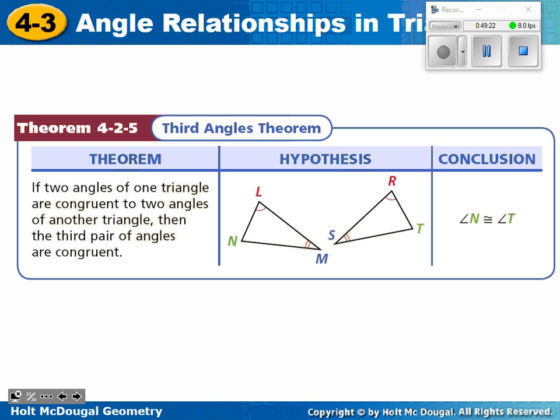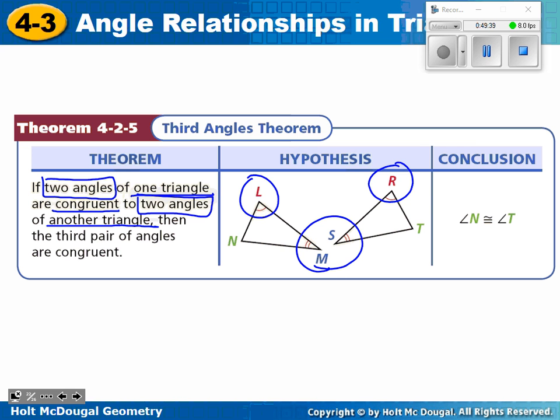So the Third Angles Theorem says if two angles of one triangle are congruent to two angles of another triangle. So you look at the picture, you've got L congruent to R, S and M are both congruent. So we've got two angles in each triangle that are congruent. Think about this with me. Somebody give me a measure for L, any measurement. 20 degrees. Okay, then that means R is 20.